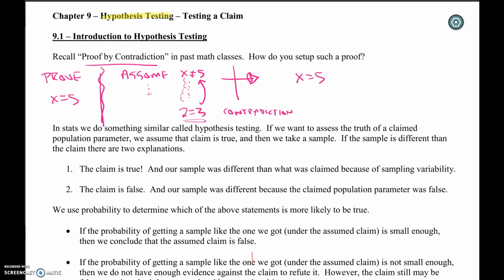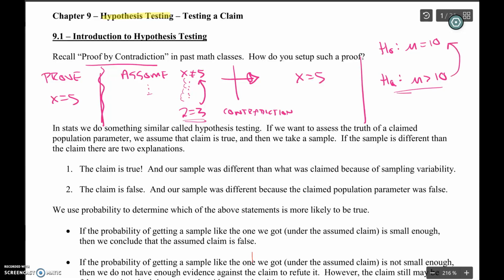If we want to test the truth of a claimed population parameter, what we actually want to do is set up a null and alternate hypothesis. I'm getting a little ahead of myself here, but whatever. This is going to be what we want to prove. So in order to do a hypothesis test, we assume that this is going to be equal to 10. Again, we want to prove this, so we assume that that's true. It's kind of how we set up a proof by contradiction.